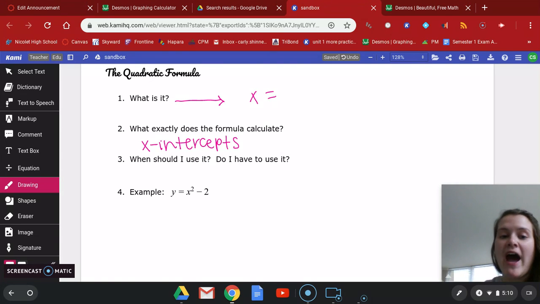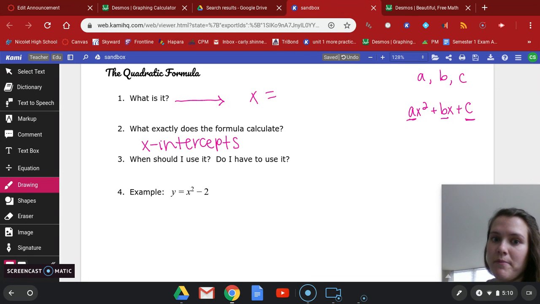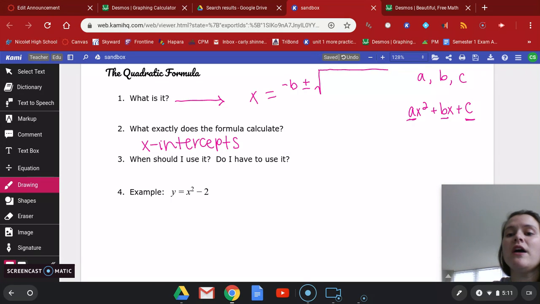So how you do that is you first need to identify what your A is, what your B is, and what your C is. So think about a quadratic in this form. A is our leading coefficient, B is the coefficient on the middle term, and C is our constant term. So what you're going to do is take those coefficients and honestly just plug and chug them into this lengthy looking formula.